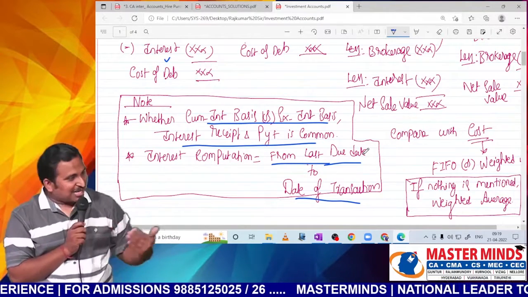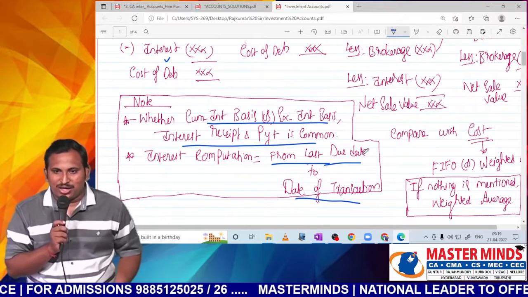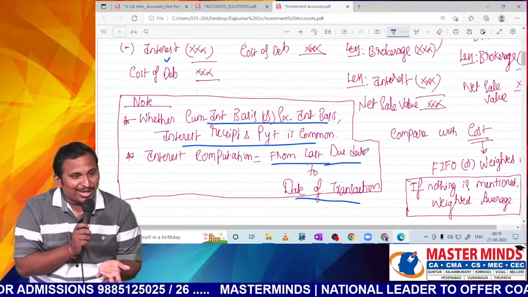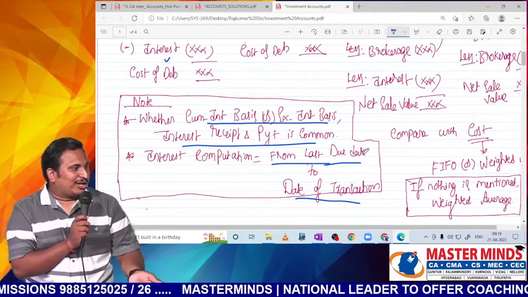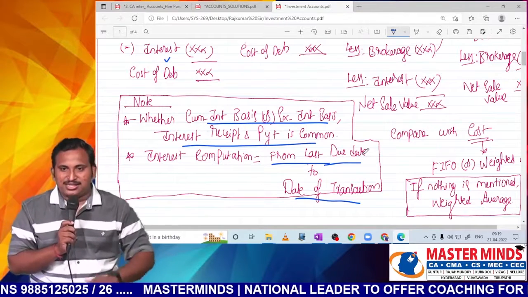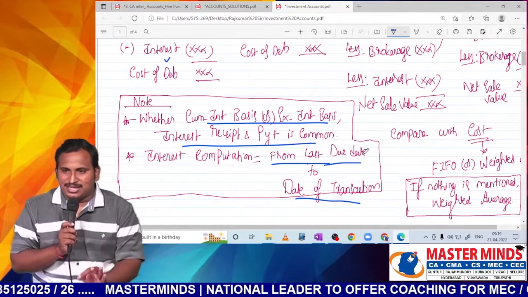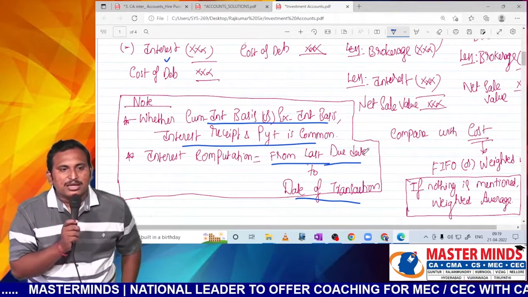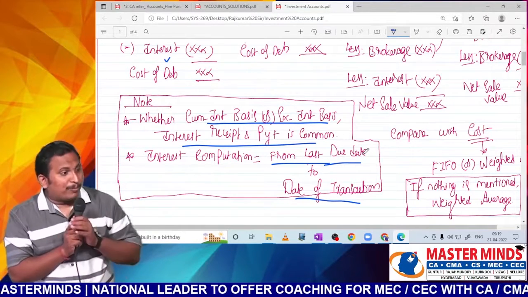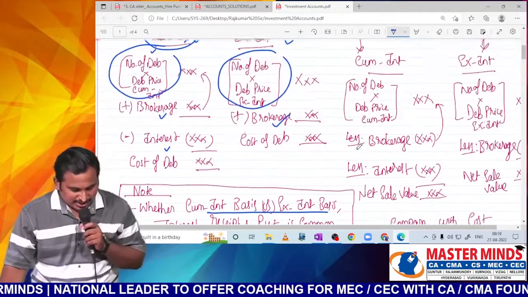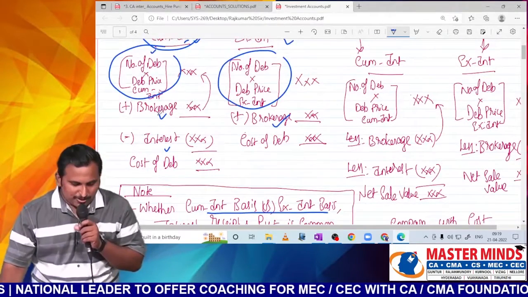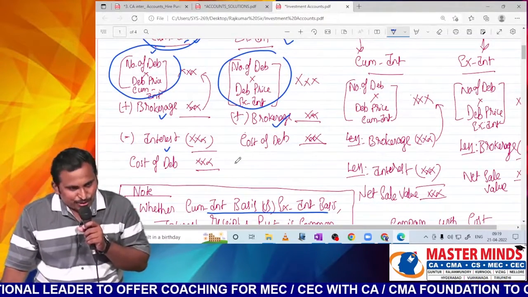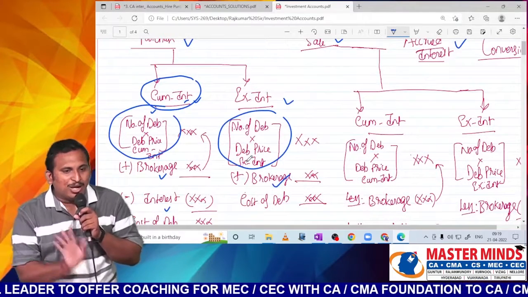From the last due date, take the interest, because until that time you might already have received it. Last due date to the date of transaction. Whatever the transaction date is, consider only this much interest computation. Is that clear, sir? This is purchase: number of debentures into debenture price, add brokerage, reduce interest. If it is ex interest, only add brokerage.